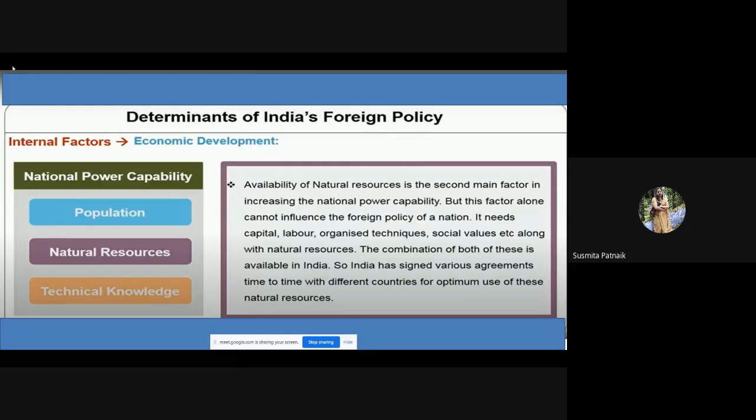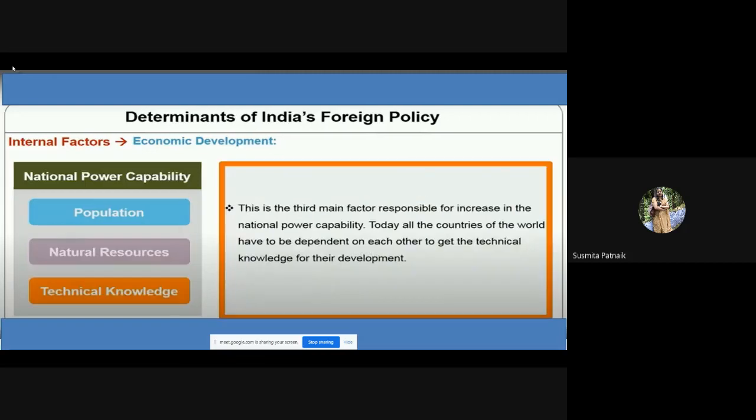Okay students, thanks for the knowledge about the mobiles that you gave me. So the national power capability of a country consists of three things: one is called population, natural resources, and the third one is called technical knowledge.